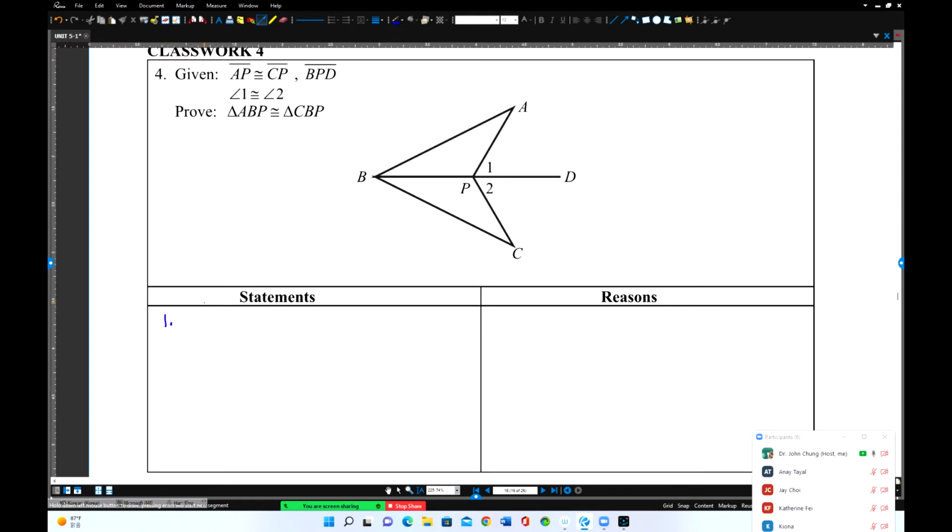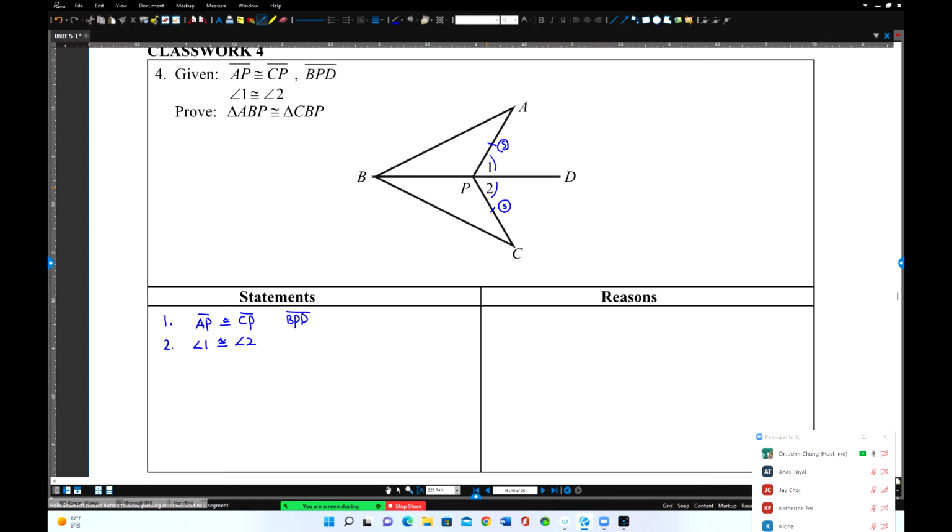Okay, I'm going to write down the given over here, okay? AP congruent to CP. So what is the AP congruent? That's one side already. And the second one is BPD is a straight line, okay? Line segment, this straight line, okay? And then angle 1 congruent to angle 2. Angle 1 is an outside angle, right? This is an exterior angle, okay? Angle 1 and angle 2 are congruent.